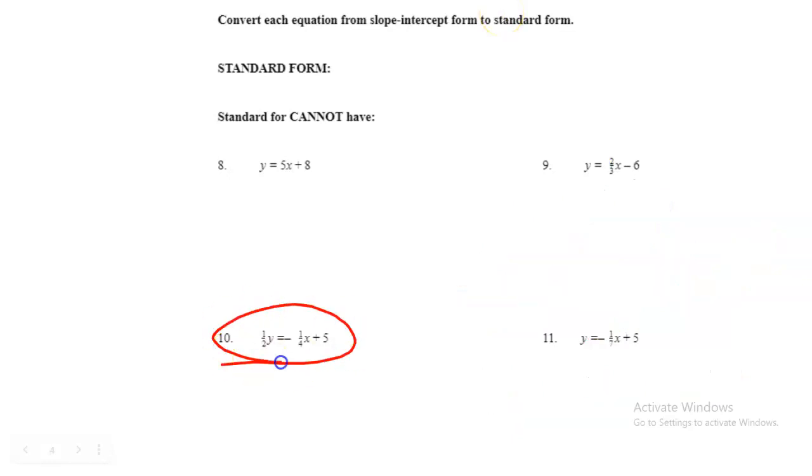Let's try number 10 here. So first thing I want to do is I've got 1/2 y is equal to -1/4 x plus 5. So I want to move that -1/4 x to the left side of the equation. So I'm going to do that by adding 1/4 x to both sides.